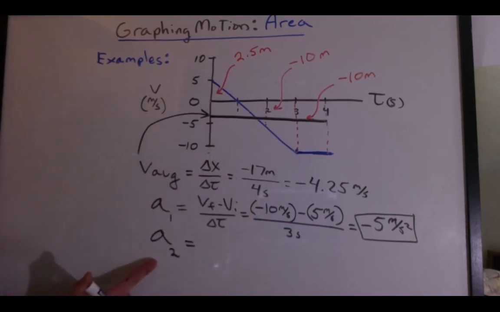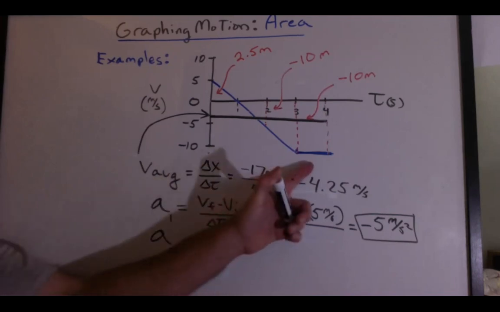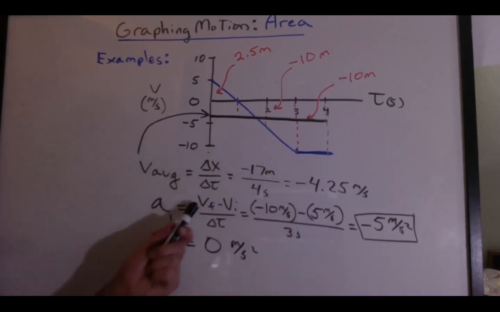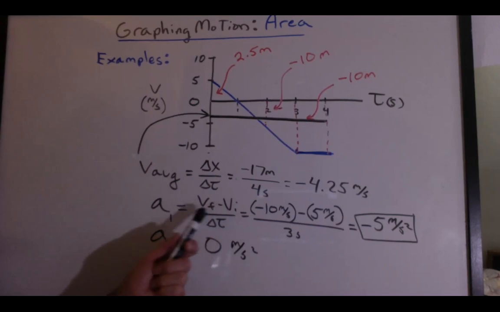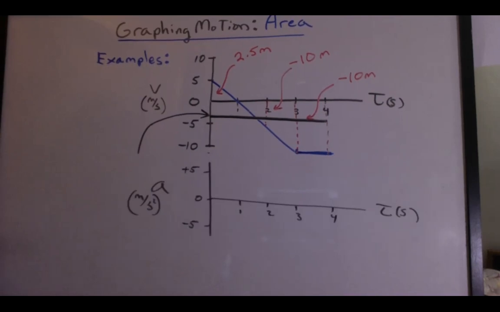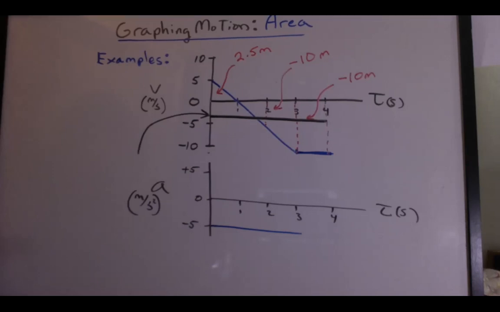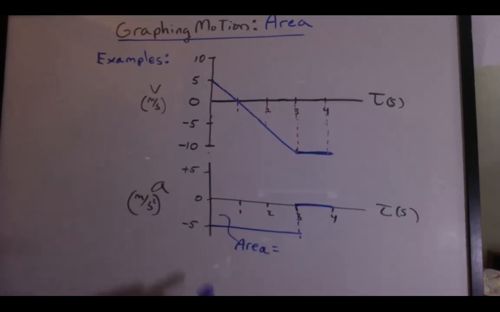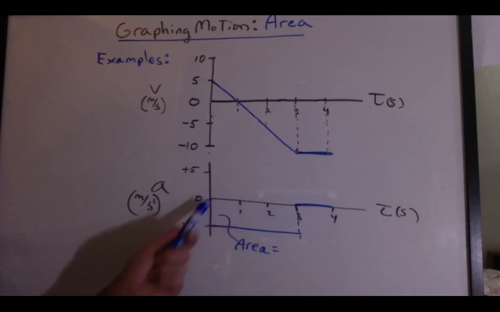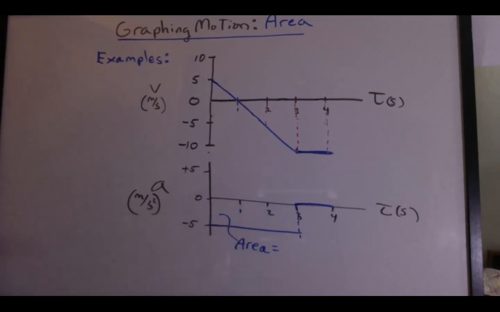And what about the second acceleration? There is no change in velocity. It's negative 10 and negative 10. So we have 0 meters per second squared. The graph for that would be pretty easy. We'd be at negative 5 meters per second squared for 3 seconds, and then 0 meters per second squared for the final second.